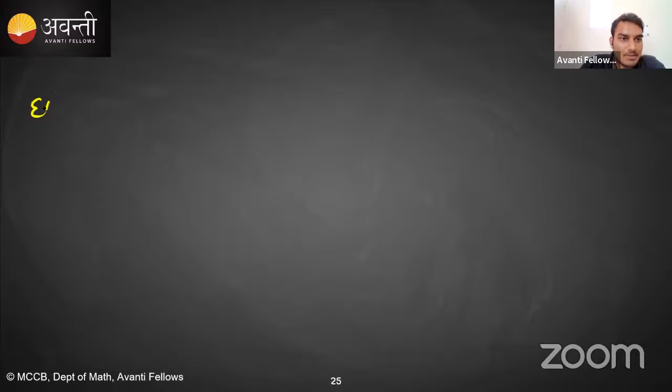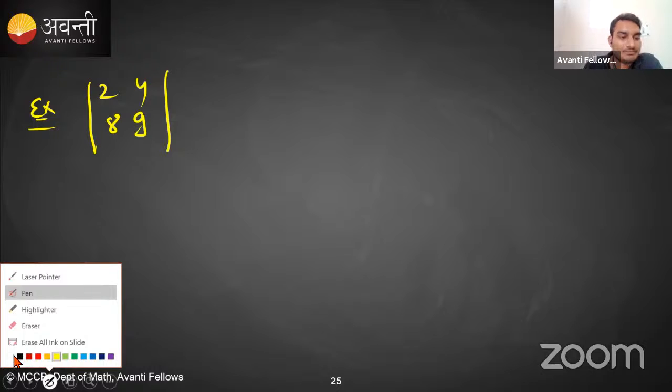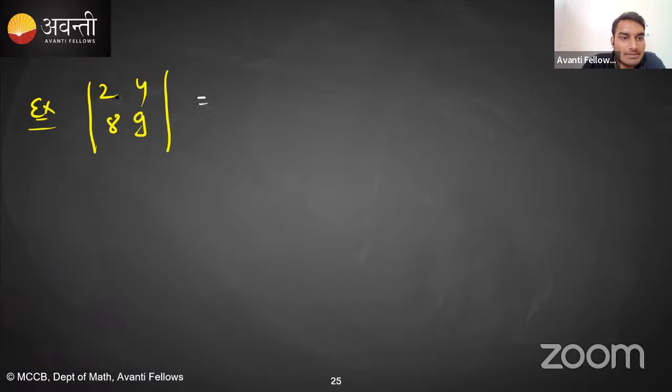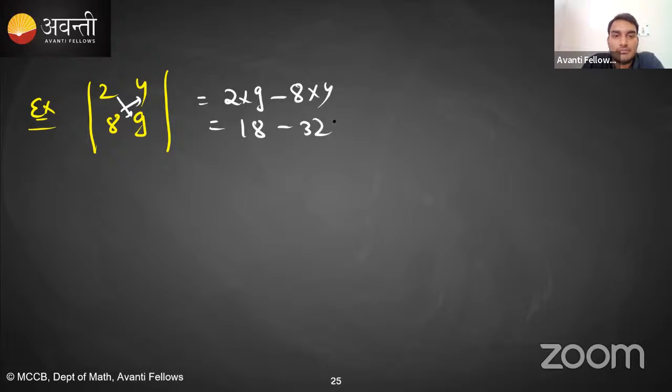Okay, for example, let's say find the determinant of 2 4 8 9. Simple, how to find it? Cross multiply this into this minus this into this. 2 into 9 minus 8 into 4, so that means 18 minus 32, which means minus 14. Clear? Clear.